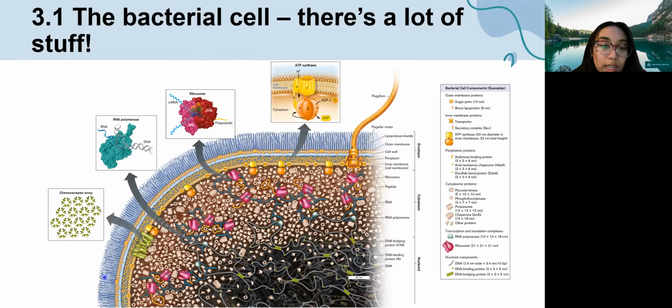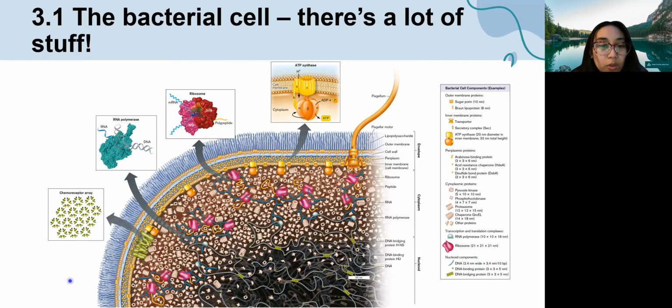And so here is just an overview of what you can see inside of a bacterial cell. As you can see, it's pretty packed. It's always funny when I look at biology books and they show a eukaryotic cell, there's so much space. But in a bacteria, it's very packed. There's a lot going on.